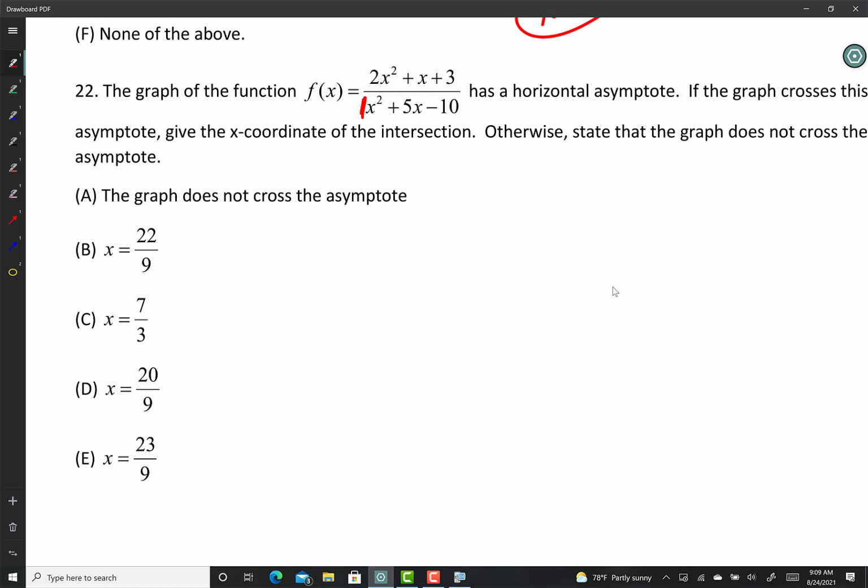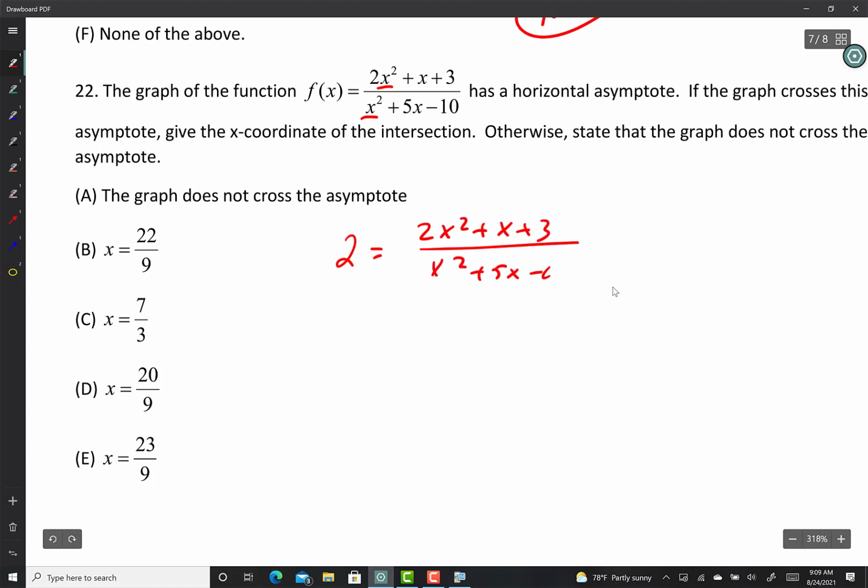First, find the horizontal asymptote. Just by looking at it, x squared. What's my horizontal asymptote, guys? 2. So set that expression equal to 2. 2 equals 2x squared plus x plus 3 over x squared plus 5x minus 10. And why are you doing that? Because if you're going to cross a horizontal asymptote, you need to set that expression equal to that y value of 2. Does that make sense? Yeah, if you're going to cross it, that's the only way.